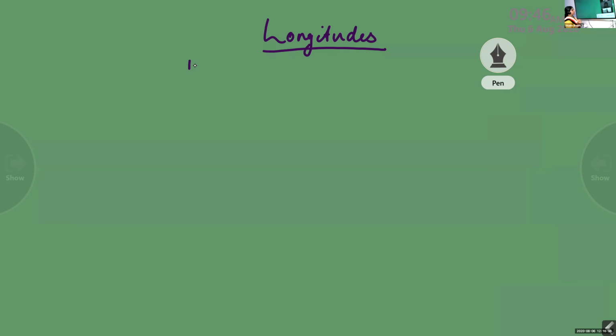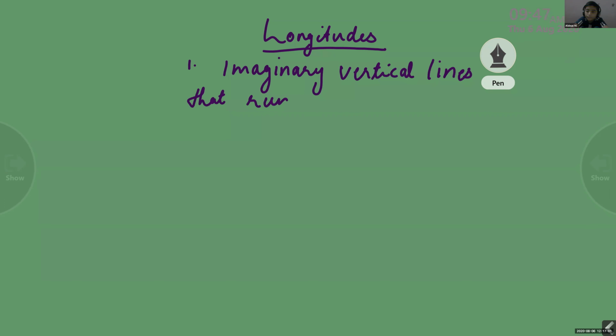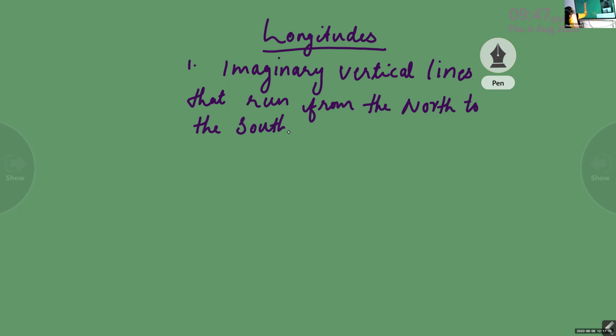First point under the heading longitudes: what are longitudes? Longitudes are imaginary vertical lines that run from the north to the south. It's the first point. You got the point? Yes, ma'am. Imaginary vertical lines run from the north to the south.